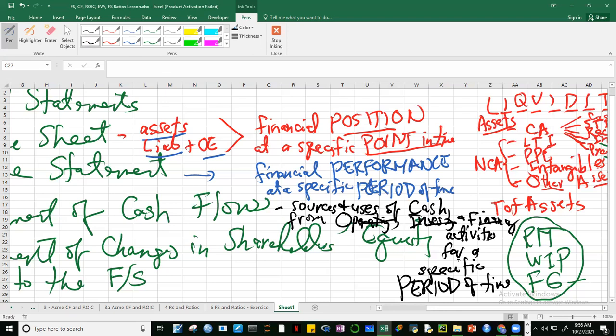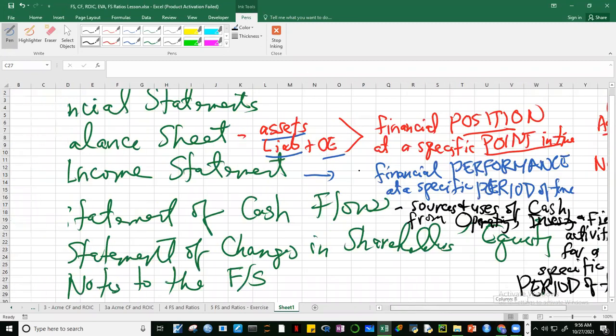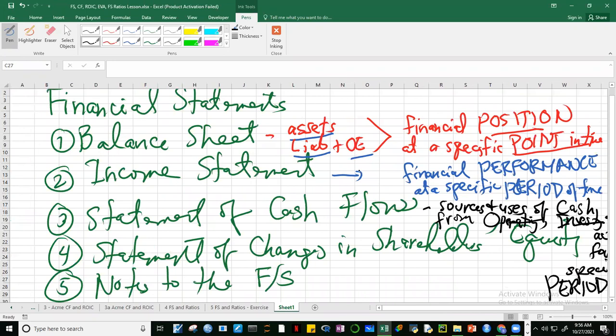So when you look at the statement of cash flows, you will see the headings: sources or uses of cash from operating activities, sources or uses of cash from investing activities, and sources or uses of cash from financing activities. Okay, so these are the three major financial statements. And of course, number 4 is the statement of changes in shareholders' equity.